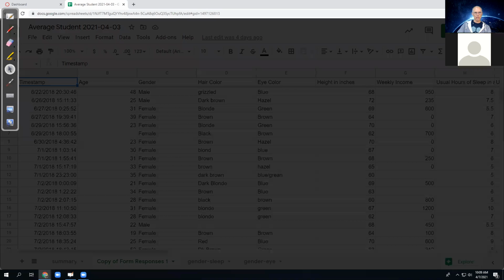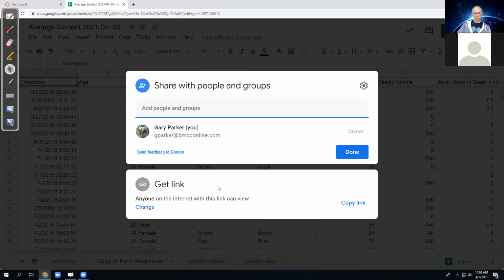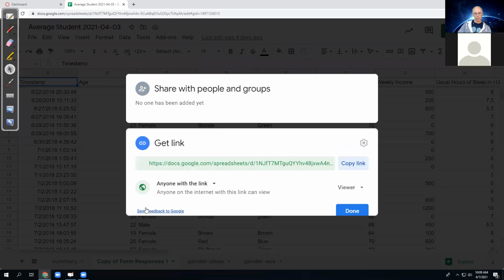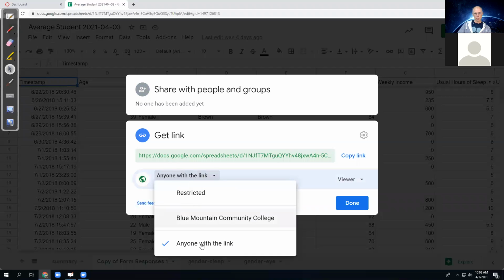Remember, when we share a Google document, we want to make sure that the get link has "anyone on the internet can view" when you put this in a submission, so that I can read it when you send it to me, or you can read it when I send it to you. If it's not, you need to go in there and make sure it's set to anyone with a link and not restricted or set to a specific organization.